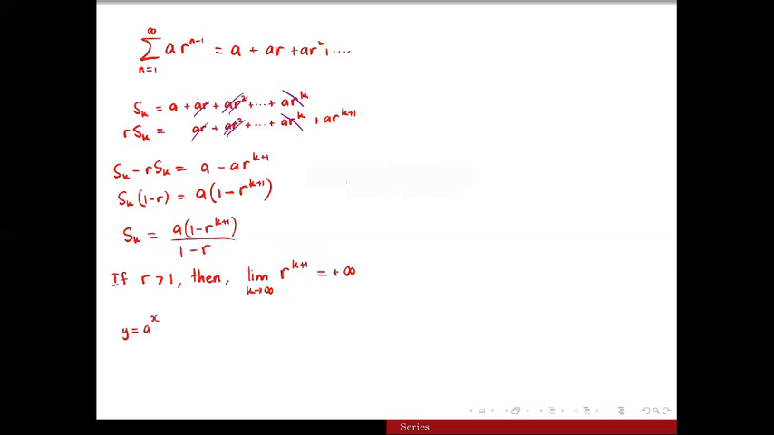No, I'm not going to use x, I'm not going to use a. Let me use b to the x. You have the graph of that to be something like this if b is greater than 1. Recall that from your Cal 1, the exponential functions.